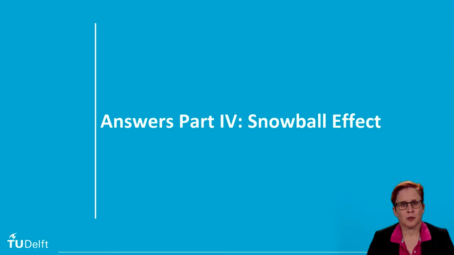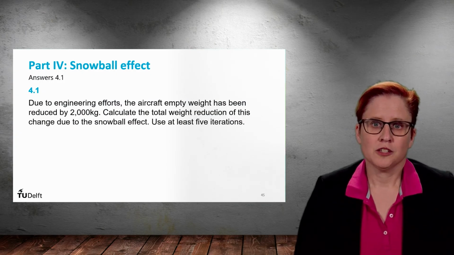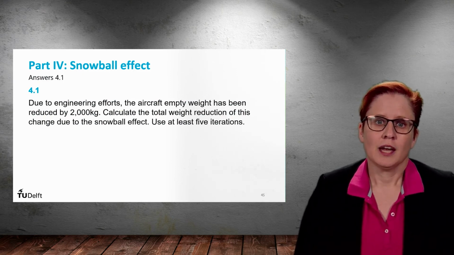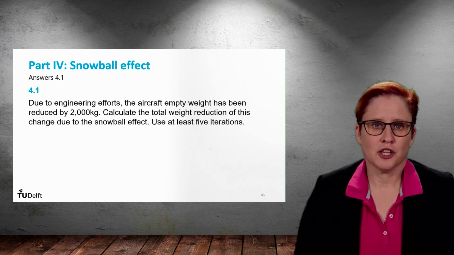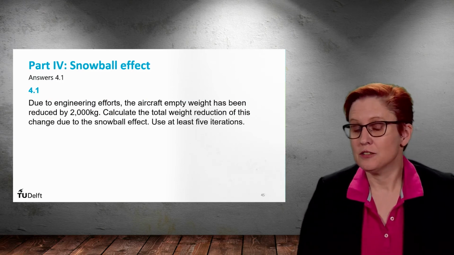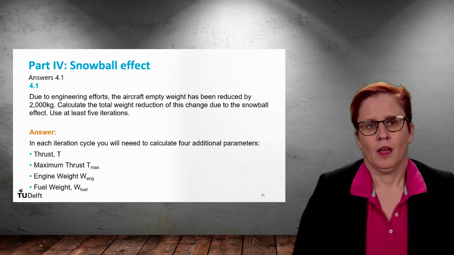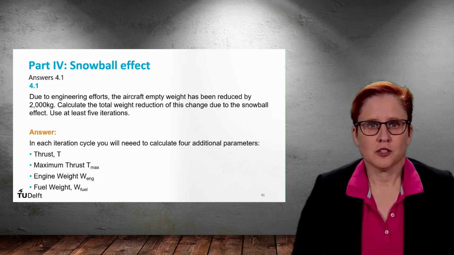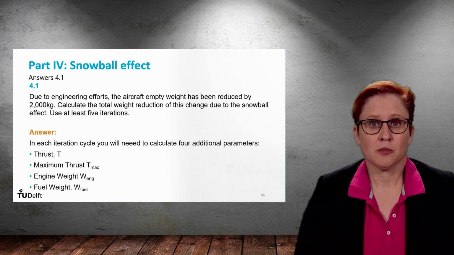And now for the final part of the assignment, the snowball effect. Due to the engineering efforts, the aircraft empty weight has been reduced by 2,000 kilograms. Calculate the total weight reduction of this change due to the snowball effect and use at least 5 iterations. In each iteration cycle, you will need to calculate 4 additional parameters: the thrust T, the maximum thrust T max, the engine weight Weng, and the fuel weight Wfuel.